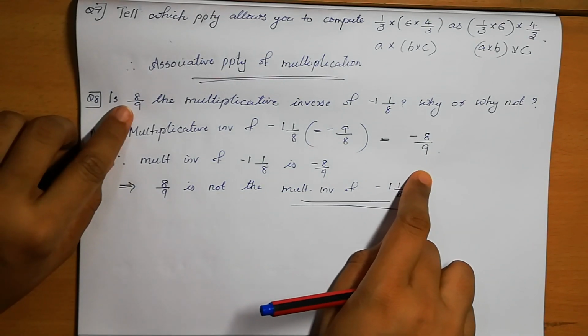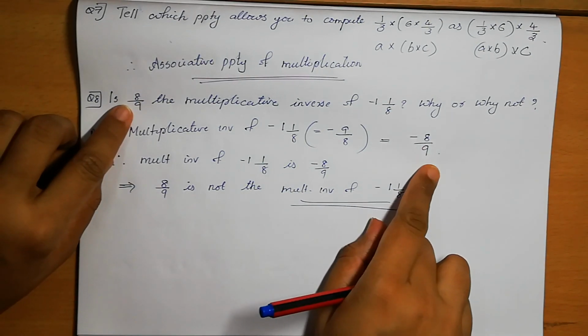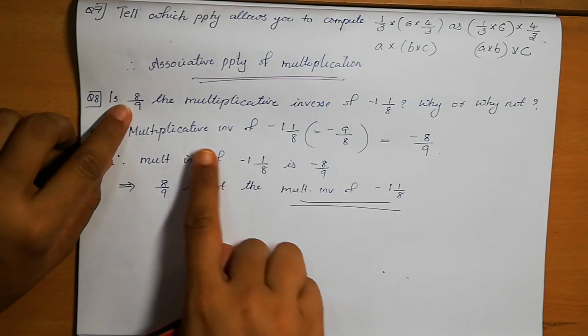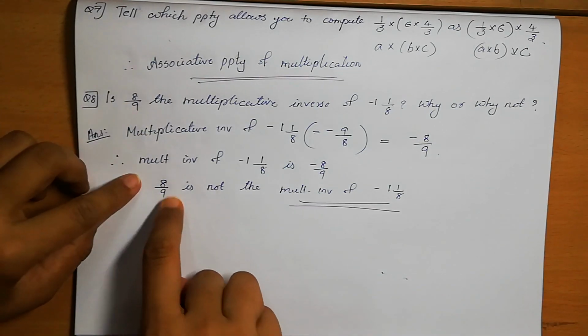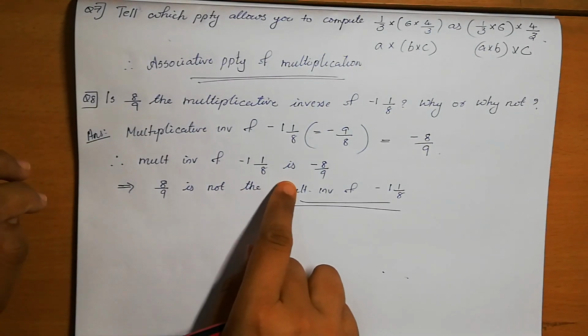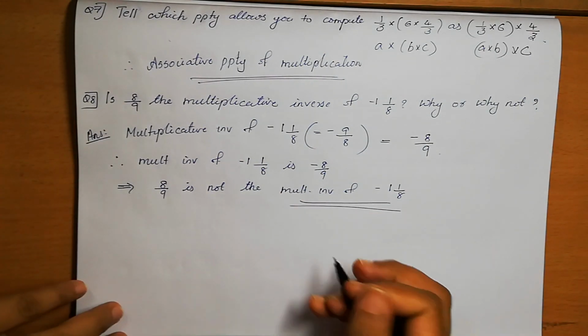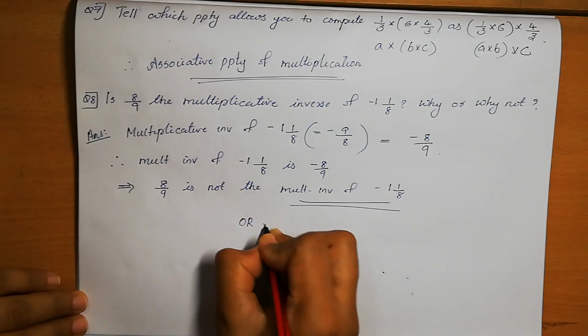But in the question they are asking 8 by 9. 8 by 9 and minus 8 by 9 are different. Correct. So minus 8 by 9 is not equal to 8 by 9. So we can write, the multiplicative inverse of minus 1 1 by 8 is minus 8 by 9, that is not equal to 8 by 9.